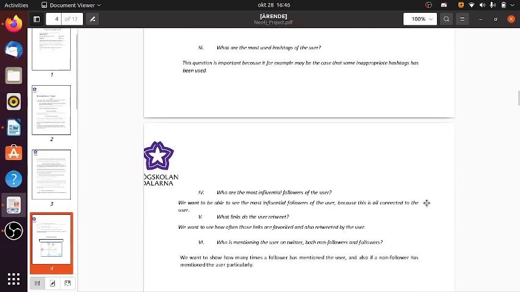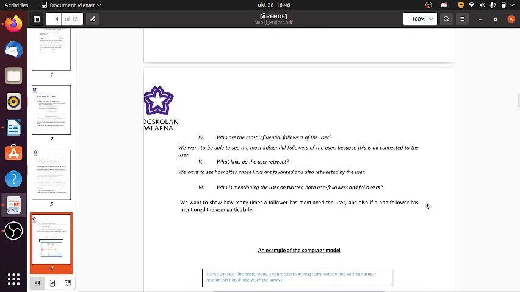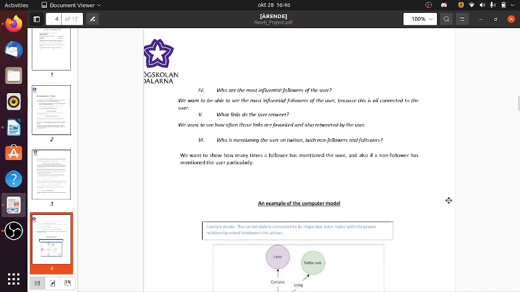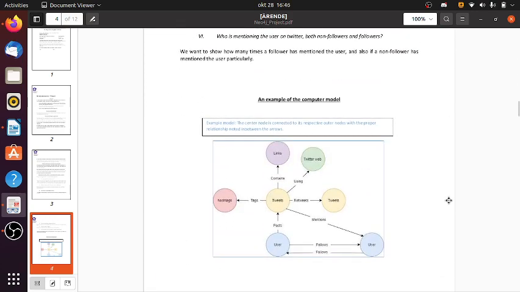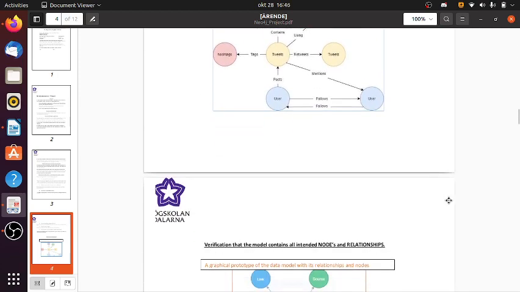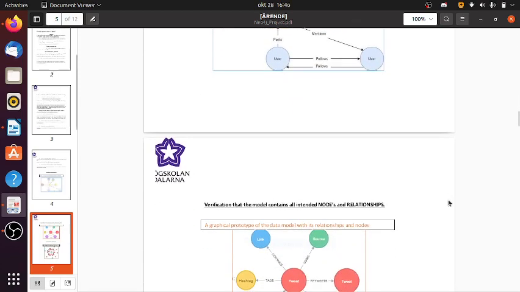We also get, for example, who is mentioning my account, whether one of my followers or none of my followers. We can see all these answers through using this Neo4j graph. And now I'm going to give the word to Omar, and he's going to show us the experimentation with the code.